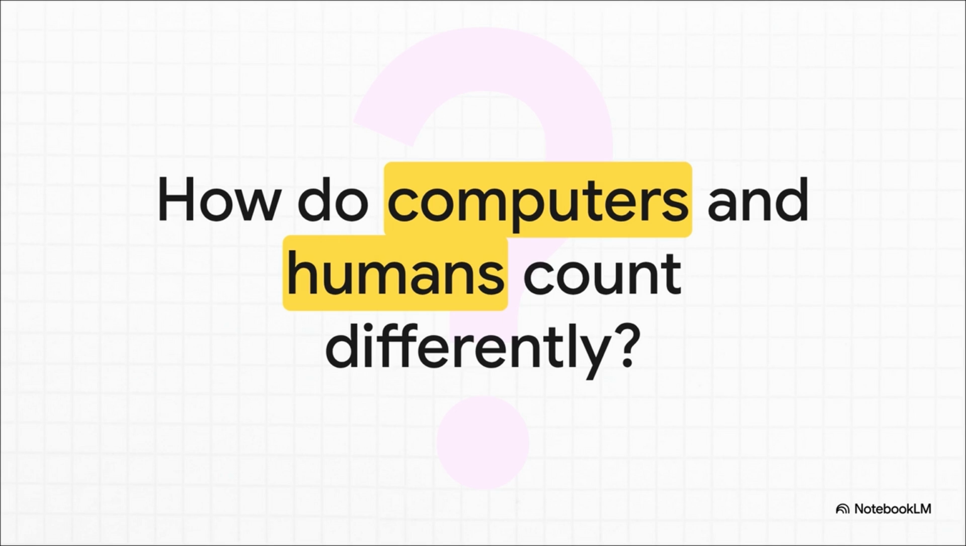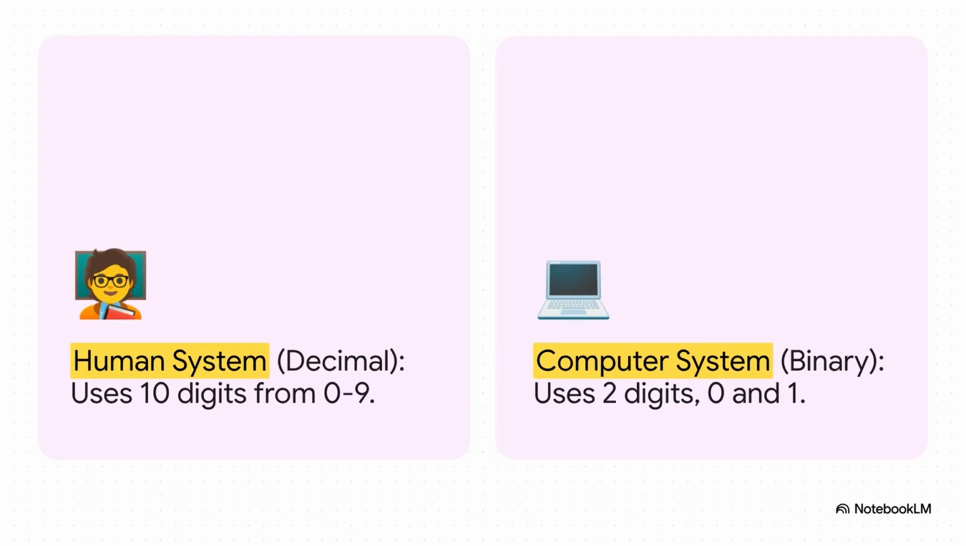We humans use what's called the decimal system or base 10. That's why we have 10 digits from 0 all the way to 9. Computers, on the other hand, use the binary system or base 2. They only have two digits, just 0 and 1. Why so simple? Because a computer's processor is filled with billions of tiny little switches that can either be off, which represents a 0, or on, which represents a 1.